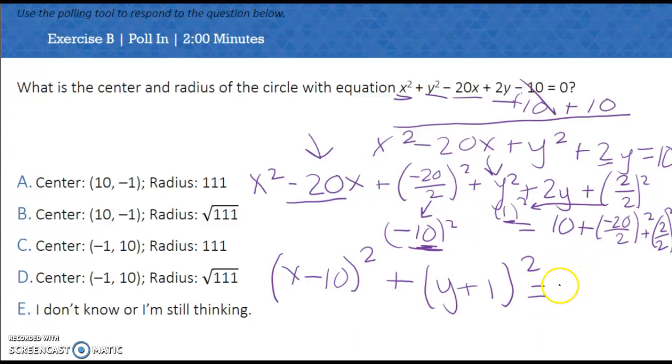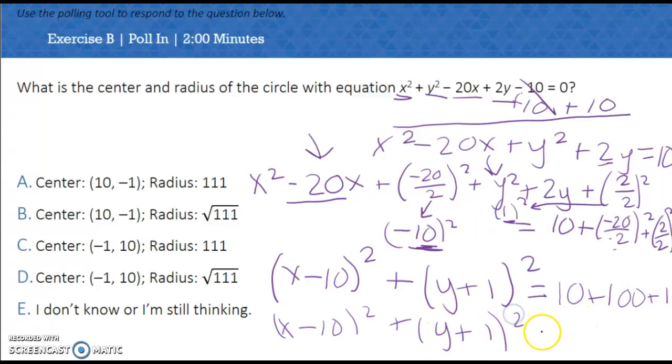Then we simplify the right side out. 10 plus, well, that negative 20 over 2 is negative 10 squared is 100. And then 2 over 2 is 1. Squared is just 1. So we end up with x minus 10 squared plus y plus 1 squared is equal to 111.